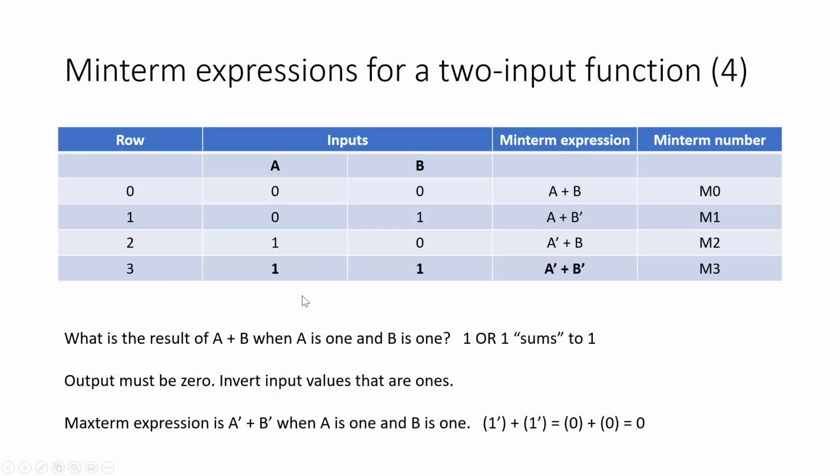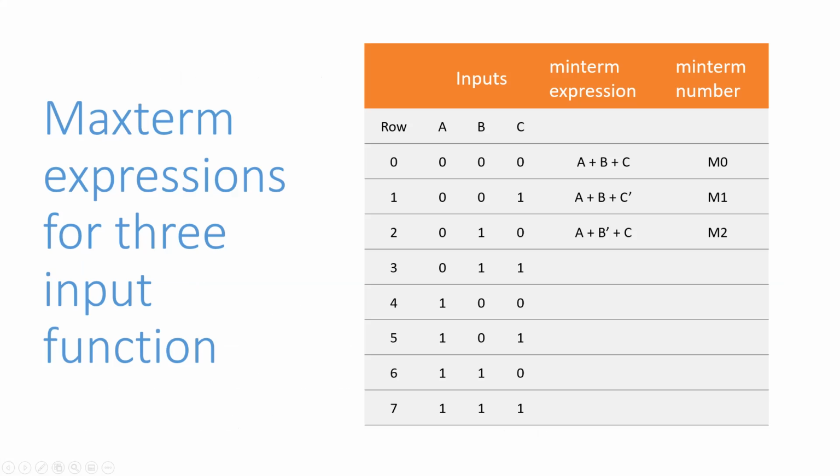Finally, our last possibility: A is a 1, B is a 1. We have to invert both A and B. We write the max term expression as A naught ORed with B naught, and we call that max term 3. So as you can see, in these max term expressions, anywhere the input variable has a value of 1, we invert it to write the max term expression.